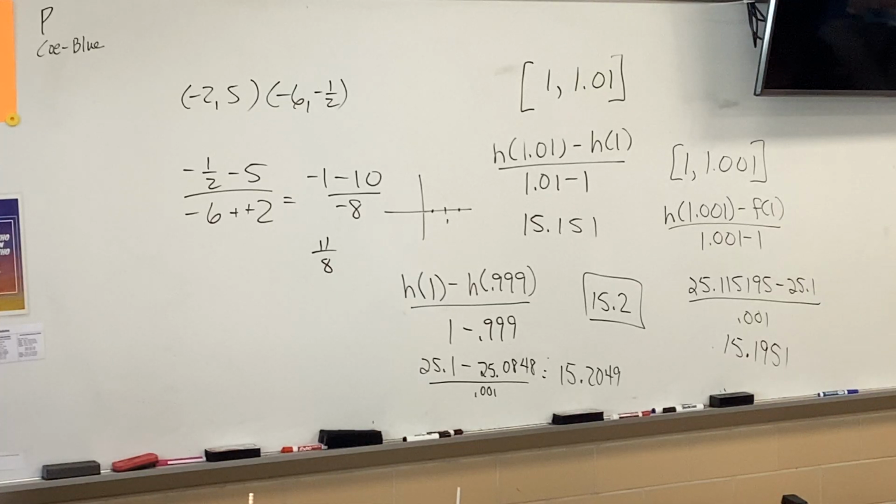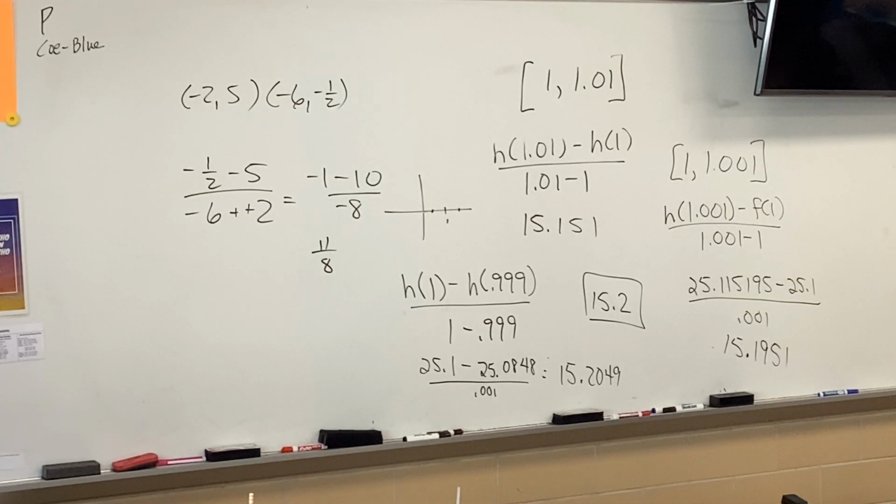Does the graph appear to have a greater rate of change at x equals 4 or x equals 5? Why 5? Steeper, right? The thing's steeper, it's going up faster. Remember, rate of change is slope. The steeper the slope, the bigger the rate of change.